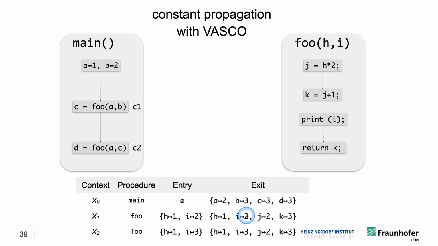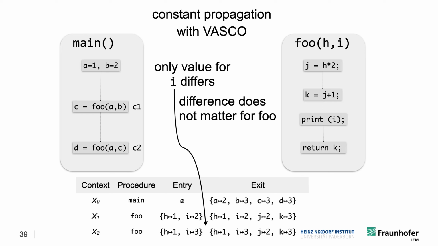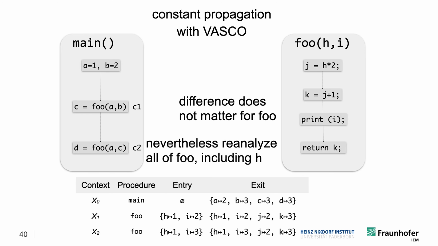It's not quite identical because here we do have different exit values for I, but as I told you earlier, typically these local variable values, they are projected away in the summary, right? So they are not useful for the caller, so they would not even need to be part of this table in essence. And then if you only look at these other entries here, they are identical, and therefore we have really wasted work, right? So this only differs in values for I, and the difference does not matter to foo, but nevertheless we are reanalyzing all of foo, including what needs to be done for h, right?